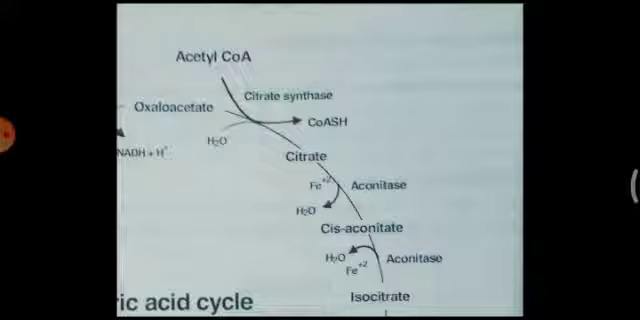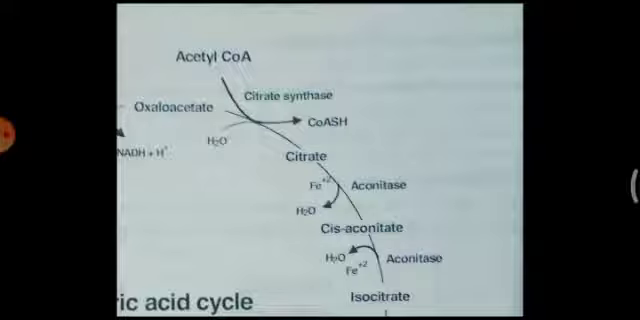And this acetyl CoA in the mitochondrial matrix combines with oxaloacetate to form citrate. Oxaloacetate is 4 carbon, acetyl CoA is 2 carbon. So 4 plus 2, you will get a 6 carbon compound, that is citrate. In the presence of the enzyme citrate synthase, water is added, and you can see in acetyl CoA starting.